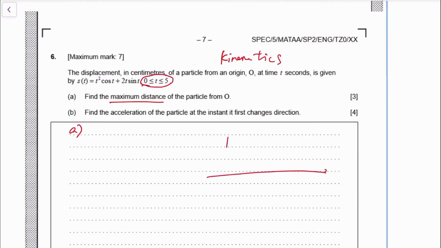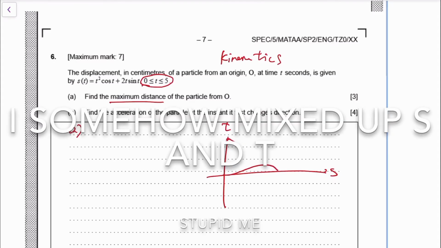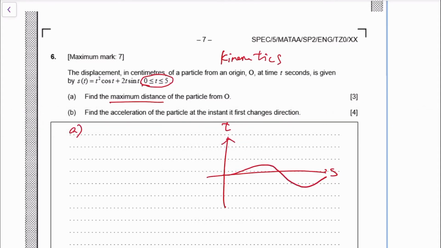Okay, when I did it, so this is S, this is T, I get something that looks like this. Question, this is displacement by the way. Question, what is the maximum distance? Is it just here? Well, the answer is no. The maximum distance is actually this, the minimum.